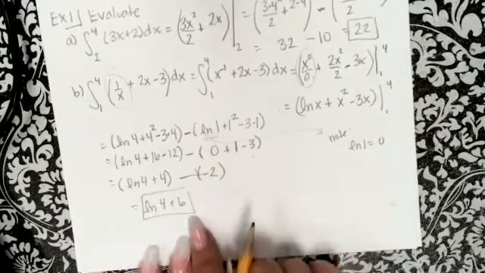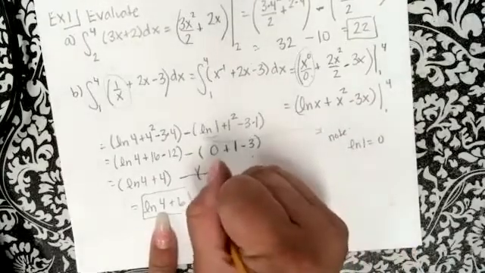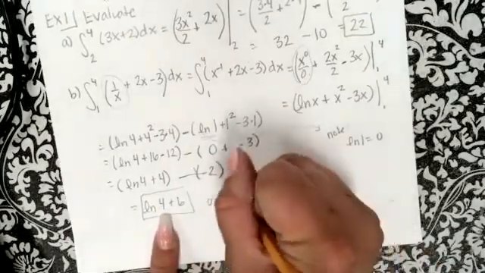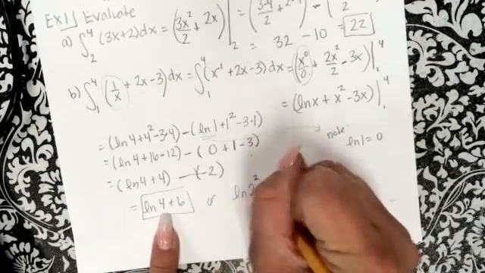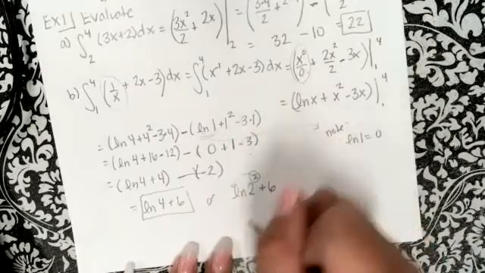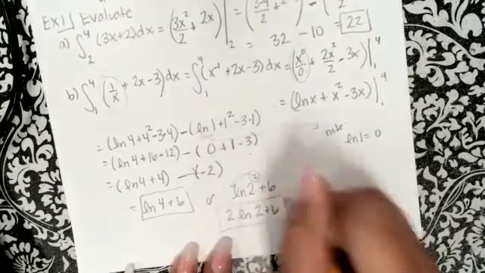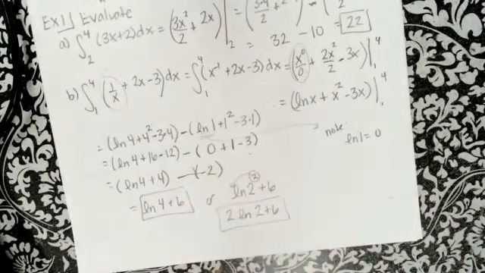Now let's say that answer does not show up. That can actually be manipulated. I can rewrite 4 as 2 squared. And using the properties of logarithms, I can move the 2 out to the front. So that's 2 natural log of 2 plus 6. So this answer can be written both ways. You have to know how to manipulate it. All right, let's move on to the mean value theorem of integrals.